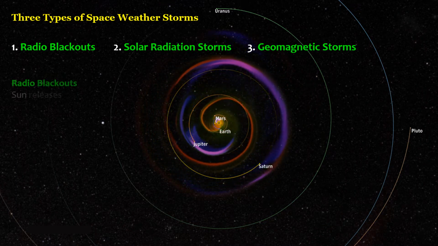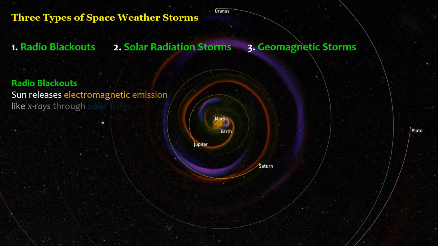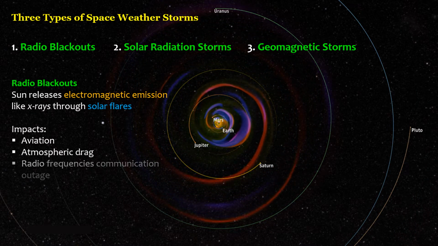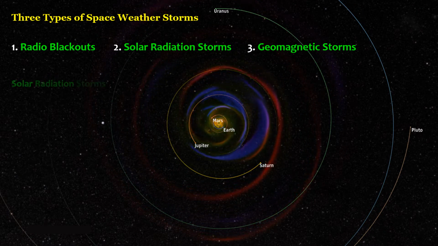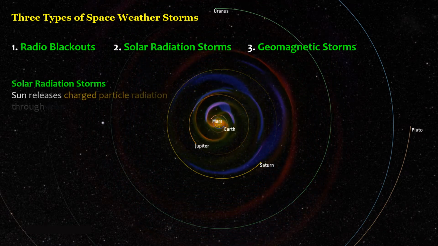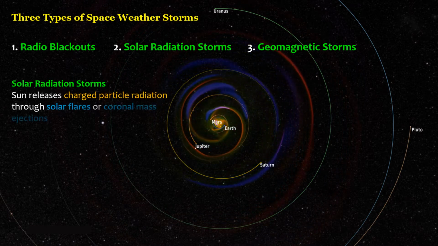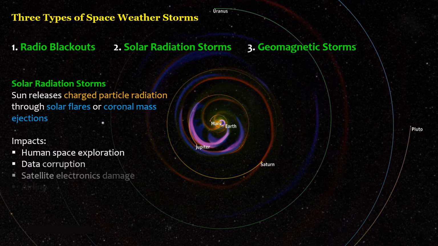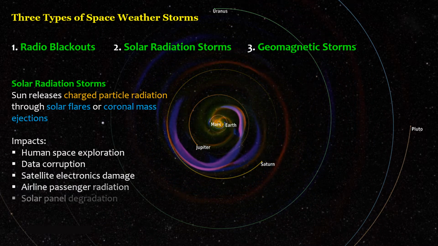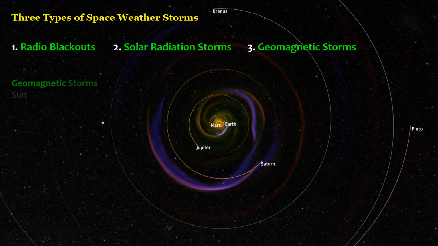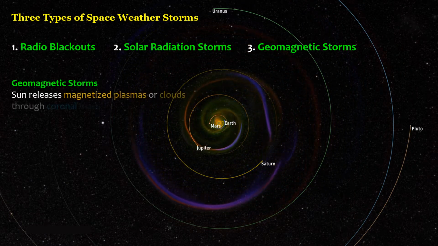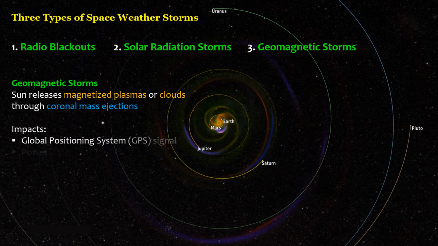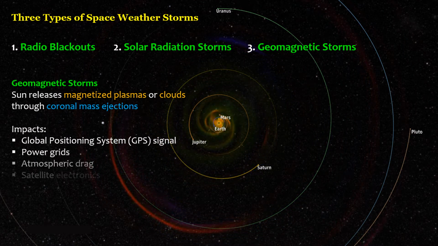Radio blackouts. Sun releases electromagnetic emission like X-rays through solar flares. Impacts: aviation, atmospheric drag, radio frequencies communication outage. Solar radiation storms. Sun releases charged particle radiation through solar flares or coronal mass ejections. Impacts: human space exploration, data corruption, satellite electronics damage, airline passenger radiation, solar panel degradation. Geomagnetic storms. Sun releases magnetized plasmas or clouds through coronal mass ejections. Impacts: global positioning system, GPS, signal, power grids, atmospheric drag, satellite electronics damage.